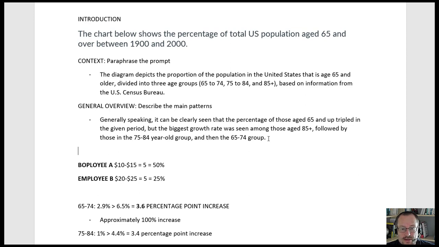Okay, so I've summarized this here in the general overview. Generally speaking, it can be clearly seen that the percentage of those aged 65 and up tripled in the given period, but the biggest growth rate was seen among those aged 85 plus, followed by those in the 75 to 84-year-old group, and then the 65 to 74 group. And this tells us exactly what the organization of our essay is going to be.